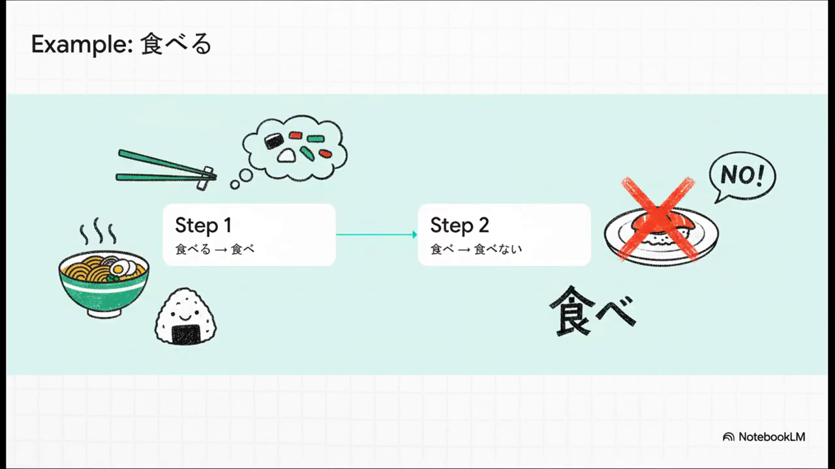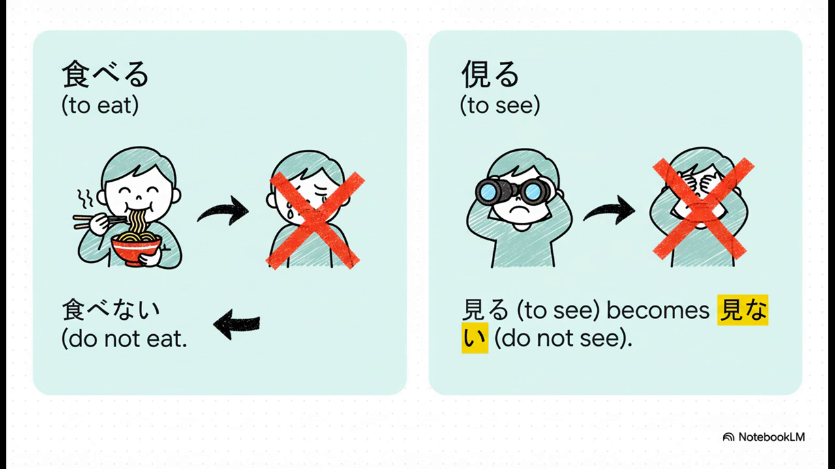Let's try it out with a really common one, taberu, which means to eat. So, first step, we take off that final ru. That just leaves us with tabe. Then, for step 2, we just add nai, and you get tabenai, do not eat. See, it's a really simple 2-step. And the best part is, this pattern works for every single Ru-verb, no exceptions. So, for example, miru, to see, becomes minai, do not see. Once you learn how to spot a Ru-verb, you've basically already mastered its negative form.